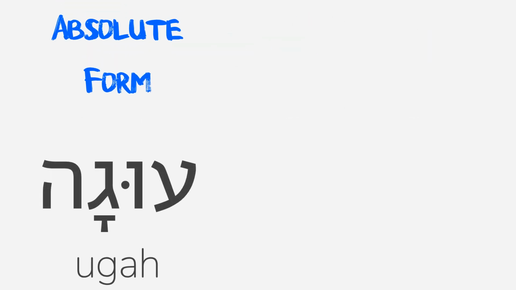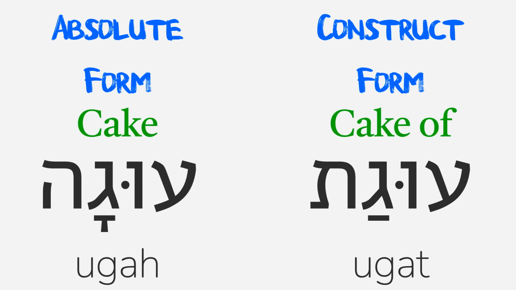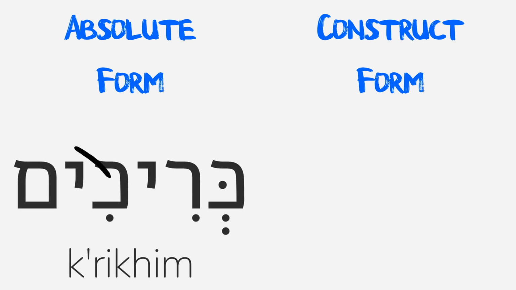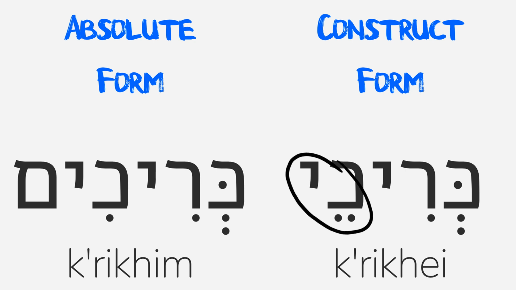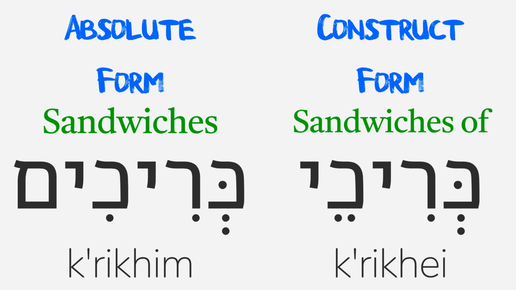If a noun in absolute form ends with kamatz hey, a, in construct form, that will be changed to a patach tav, at. For example, uga, in absolute form, means cake. But to say cake of, we change its kamatz hey to a patach tav, ugat, cake of. And if a noun ends with chirik yud mem, im, that will change to a tsere yud, e. For example, kariches, sandwiches, can be put into construct form by changing that im to e, kariche, sandwiches of.